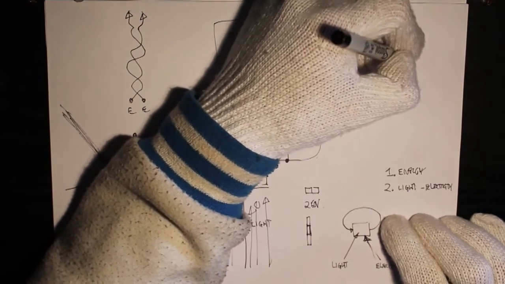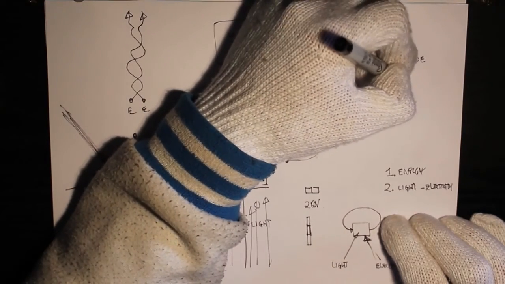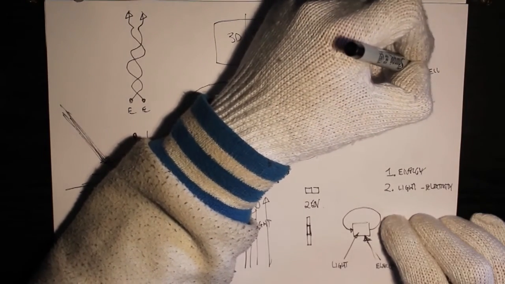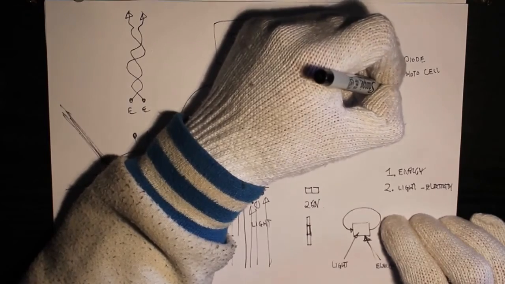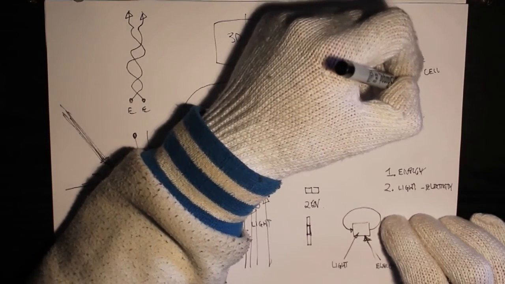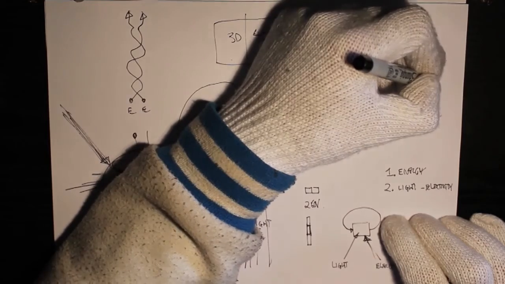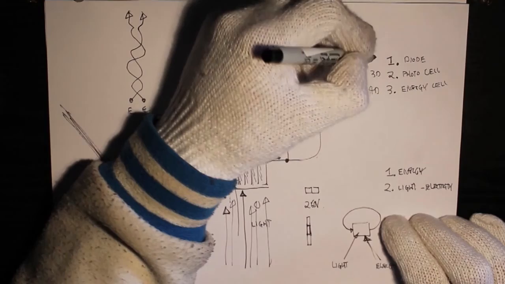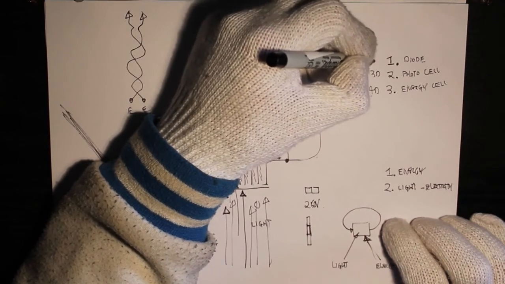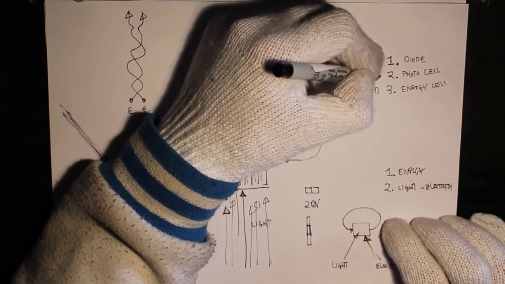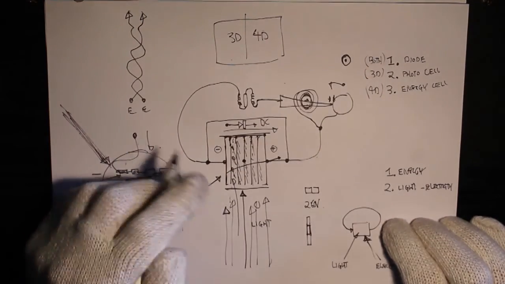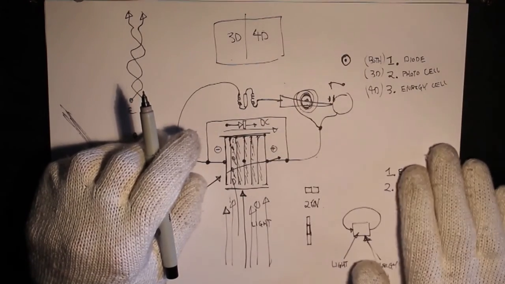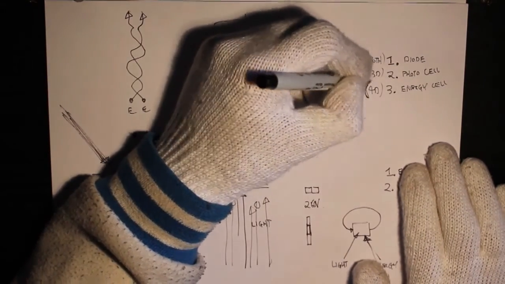So number one, it's a diode. Number two, it's also a photocell or a solar panel. Number three, it's an energy cell. This process happens in the fourth dimension. This process happens in the third dimension. This process happens in both. It's the same law as the quartz. Two different processes with one convergence. It's sort of like universal almost. It keeps showing up, that pattern. But yeah, basically that's what it is.